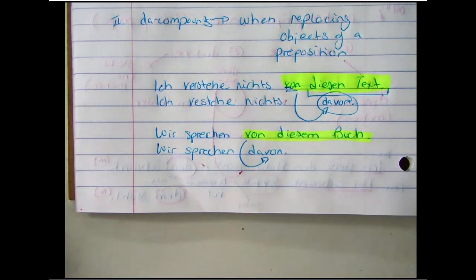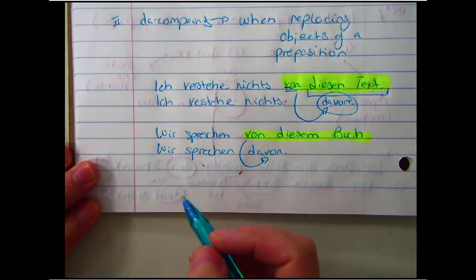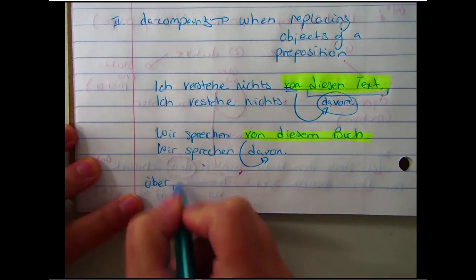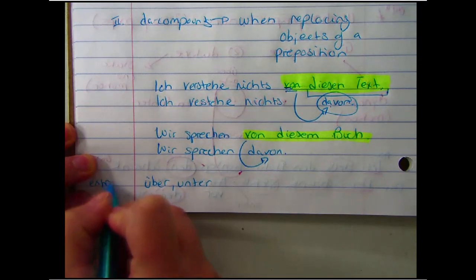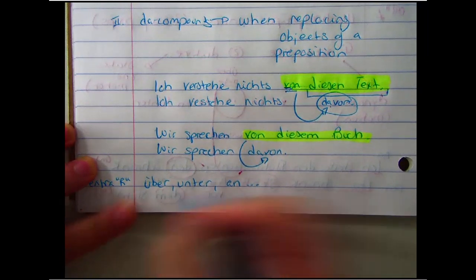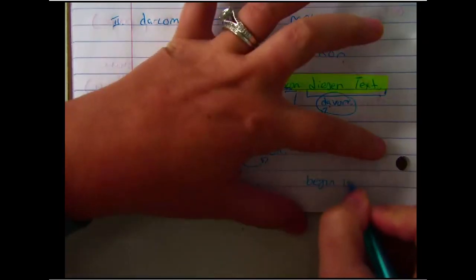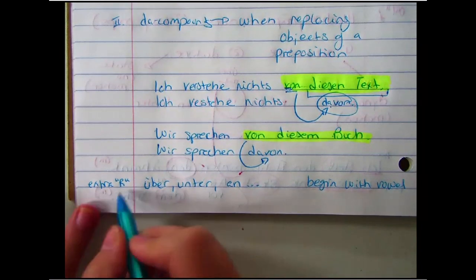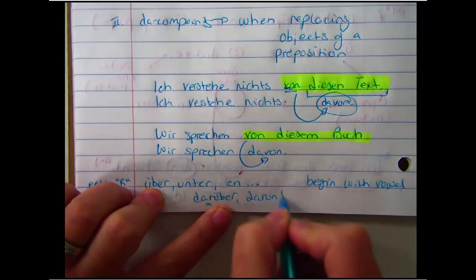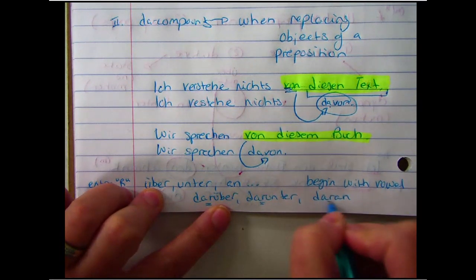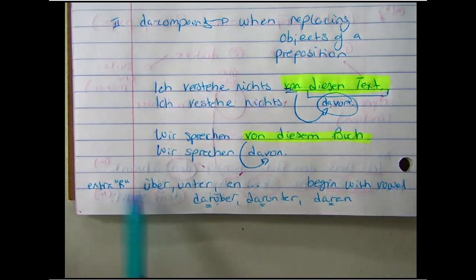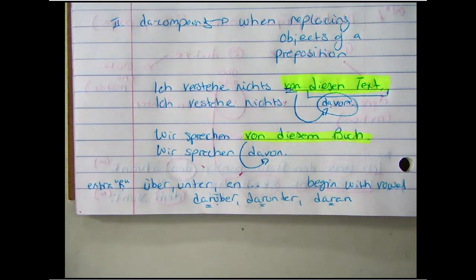Now for some of these da compounds, you're going to need to add a little letter, and that is if you have a preposition that begins with a vowel. So if the preposition is über or unter, or an, for example. Of course, there's more of them. All of the ones that start with a vowel. You're going to add an extra R, so they become darüber. There's your R. Darunter. There's your R, and daran. And that, of course, again, is just for pronunciation purposes. So if you have the vowel in first place of that preposition, make sure you're adding an R when creating your compound. Okay, now I'm going to flip this.